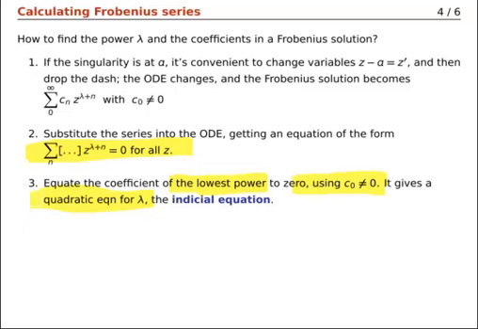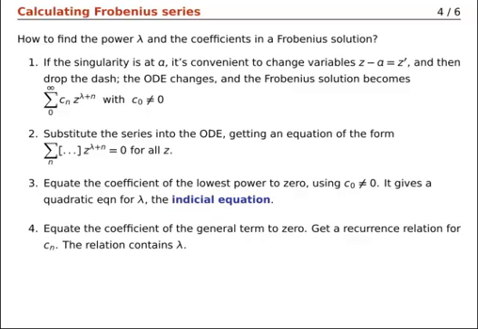That may not be obvious. All I'll say is that if you look at an example, you will see why it is that you get a quadratic equation for lambda out of equating the coefficient of the lowest power to 0. And that quadratic equation is called the indicial equation for this differential equation and that singular point. It's called the indicial equation because it determines the index or power lambda that multiplies the power series in the Frobenius form.